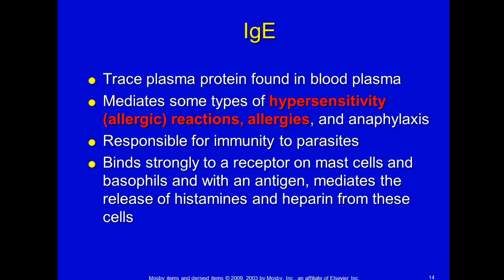Immunoglobulin E. This one is a trace plasma protein found in the plasma. There's not a lot of it, but he's pretty powerful in mediating hypersensitivity or allergic reactions, allergies, and anaphylaxis. What he does is he binds strongly to a receptor on mast cells and basophils. When that happens, it releases histamines and heparin from those cells. Those are the itchy sneezies, I call them, histamine and heparin.